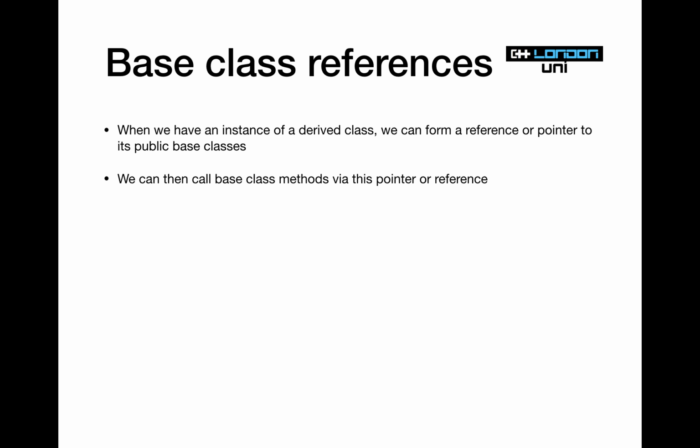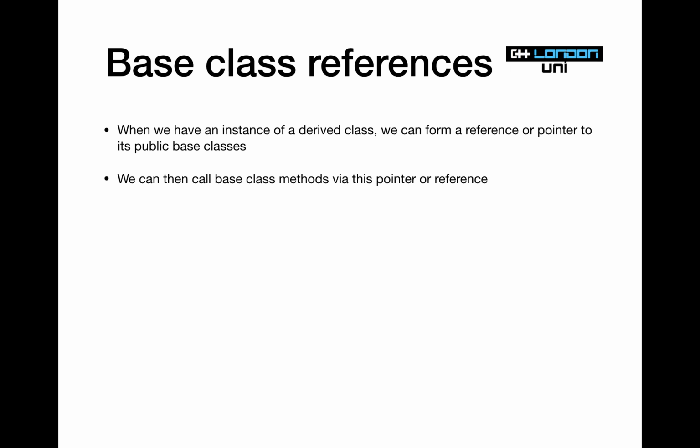And we can then call the base class methods using that reference. So in this example, perhaps I should have called them cat and dog or something, but not cat and dog, dog and animal. In this case, our derived class literally contains an instance of the base class. So we can form a reference to that, what's called the base class subobject.